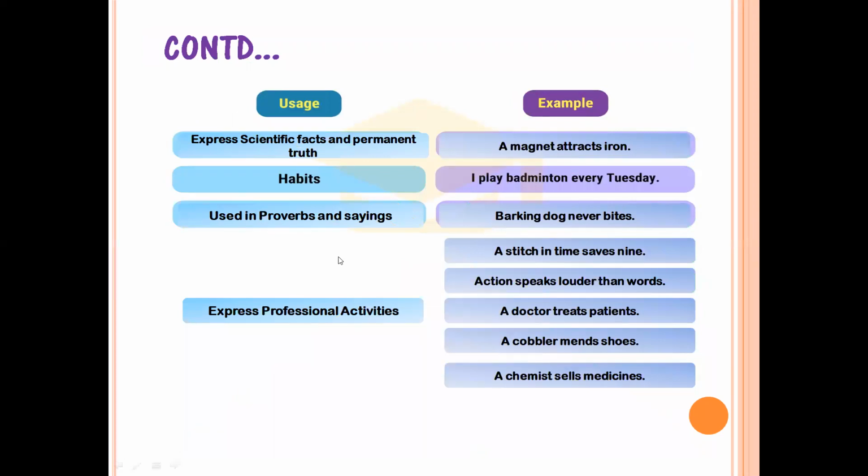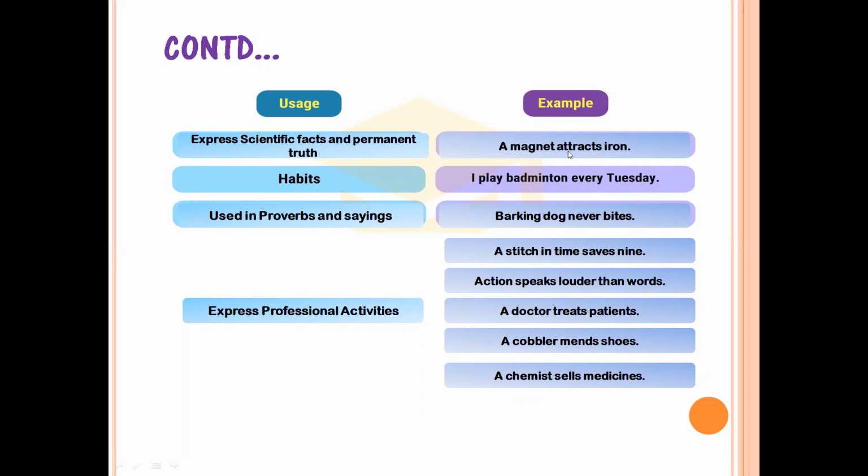Now coming to the conditions where we can make use of simple present tense. The first category is to express scientific facts and permanent truth. Scientific facts and permanent truth mean something which remains unchanged, which is scientifically proven and which cannot be changed. For example, a magnet attracts iron. This is something which is scientifically proven, right? The sun rises in the east. It's a fact which remains unchanged.